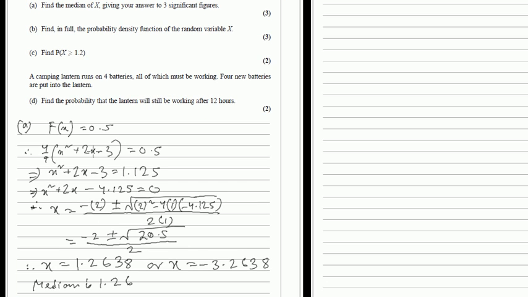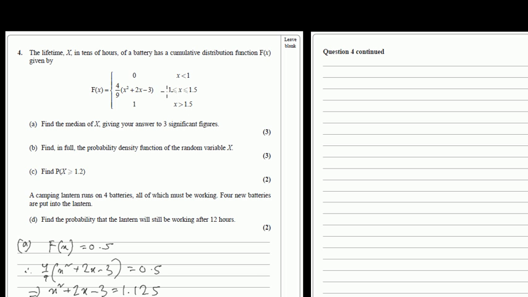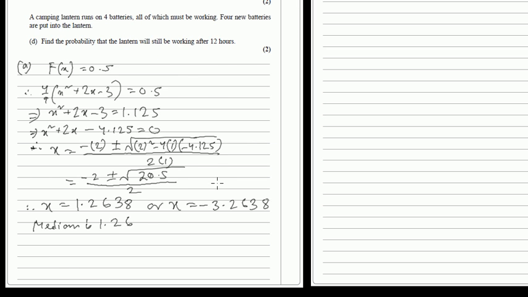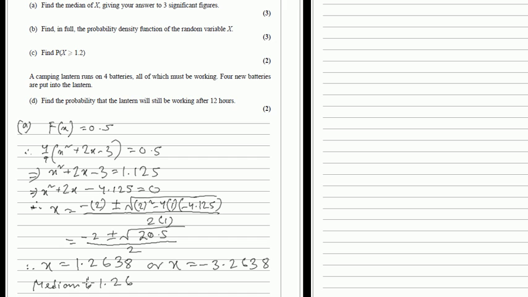So this equals 0.5, and we solved a quadratic equation because it was given that the median has to be 3 significant figures. So we have two values. How do you choose the median? You can see here that the limit is from 1 to 1.5, so it has to be between 1 and 1.5. That's why this is the median. The next question, find the PDF.